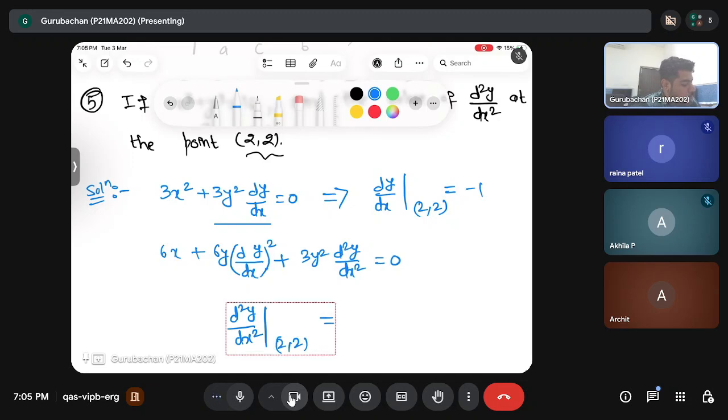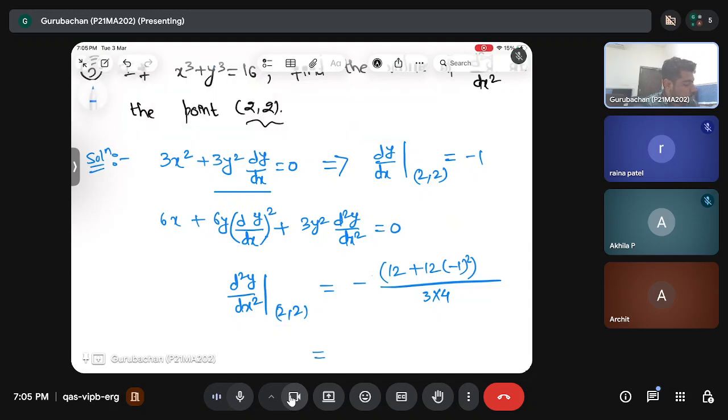And from here your d2y by dx square at 2 comma 2 will be minus 12 into -1 square, and divide by 3y square, that is 3 times 4.